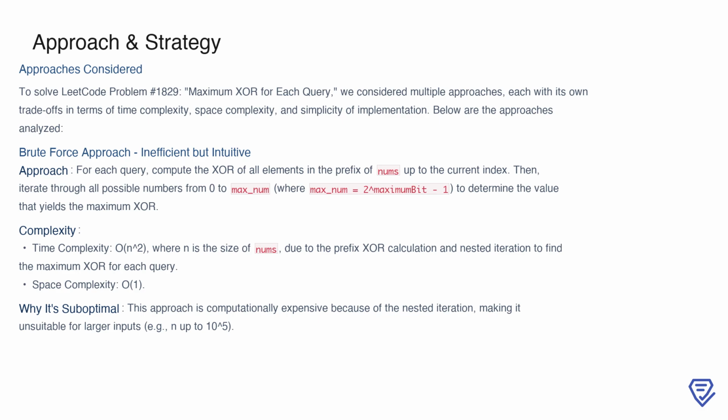However, this method involves a nested iteration, one to compute the prefix XOR and another to test all possible values, leading to a quadratic time complexity of O(n squared). While simple to understand, this approach becomes computationally expensive for larger arrays, especially when the size of nums can reach up to 100,000. This inefficiency makes it unsuitable for practical use in scenarios with large input sizes.